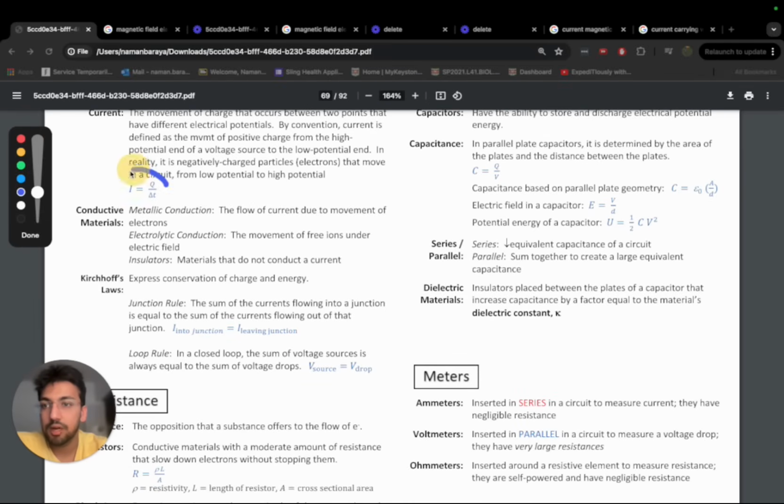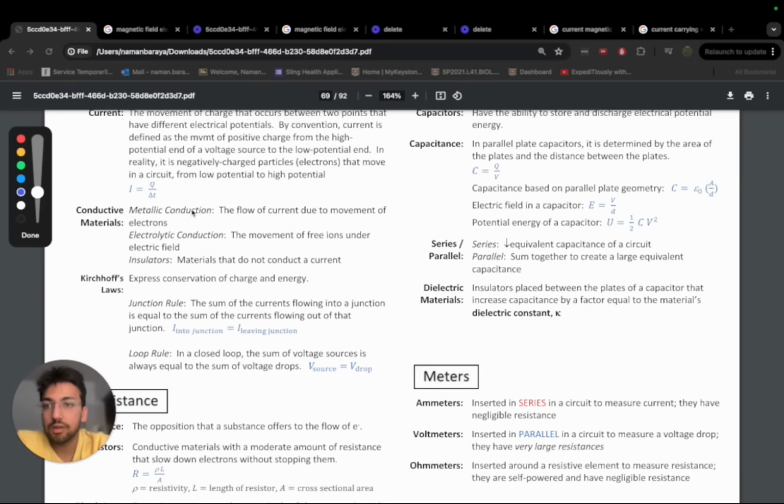Okay, and then how do we define current? It's basically how many charges are moving through some point over some amount of time. So in 1 minute, if we have like 1,000 electrons that are moving through a point, then that's how we define what the current is. So current is I.